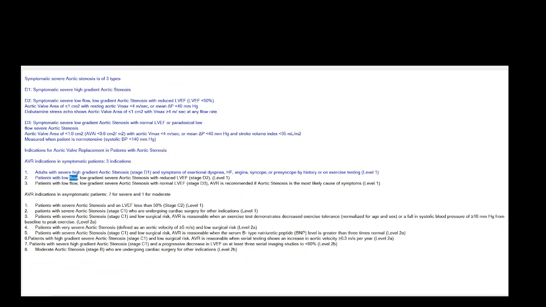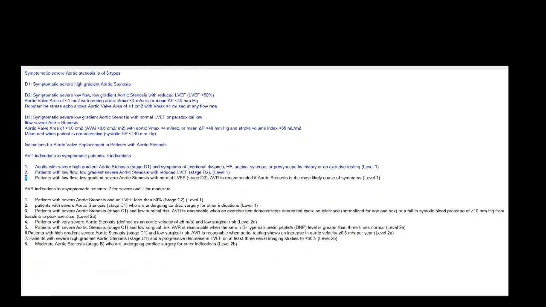2. Patients with low flow, low gradient severe aortic stenosis with reduced LVEF, stage D2, level 1. 3. Patients with low flow, low gradient severe aortic stenosis with normal LVEF, stage D3, AVR is recommended if aortic stenosis is the most likely cause of symptoms, level 1.